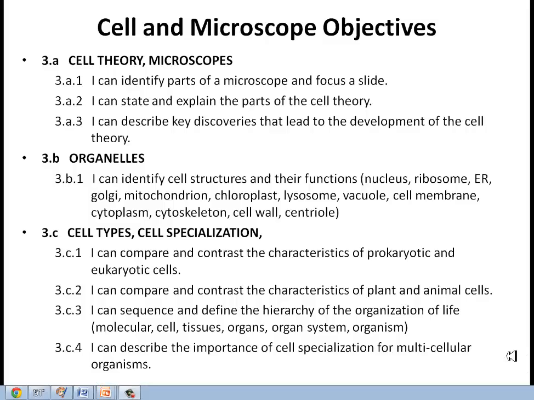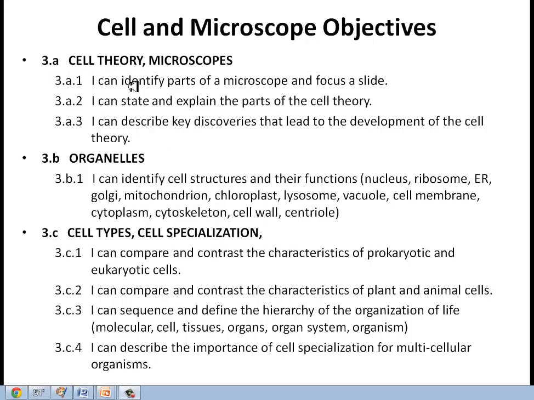Hello, and what I'd like to do today is a really quick video on Unit 3. This is going to be a study of the objectives, the three sets of objectives for the Unit 3 cell test. And you can see the three: cell theory and microscopes, organelles, and cell types and cell specialization. We'll do speciation soon.